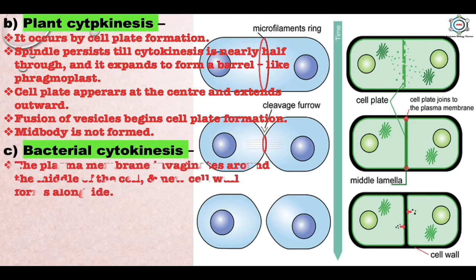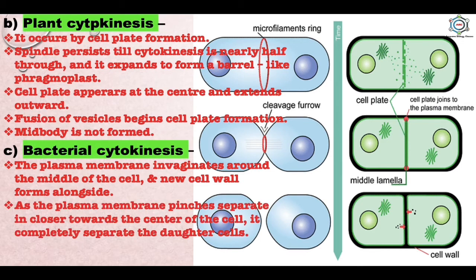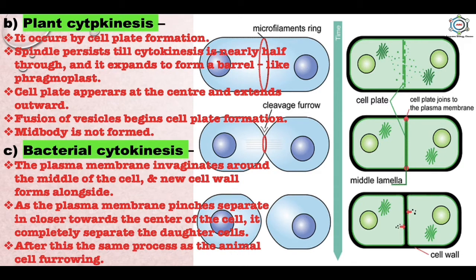In bacterial cytokinesis, the plasma membrane invaginates around the middle of the cell and a new cell wall forms alongside. As the plasma membrane pinches closer towards the center of the cell, it completely separates the daughter cells. And after this, it is the same process as the animal cell furrowing.